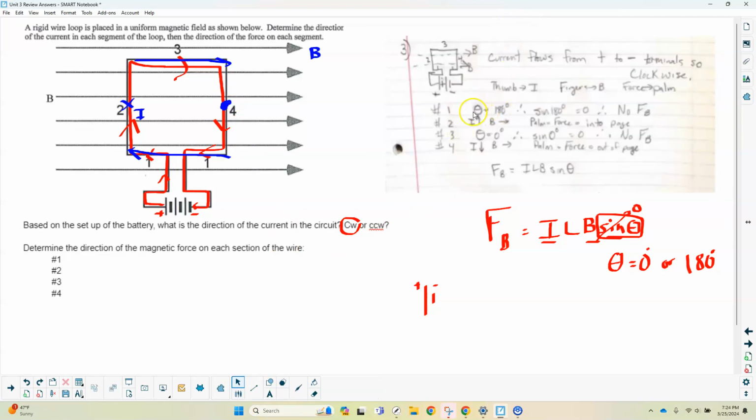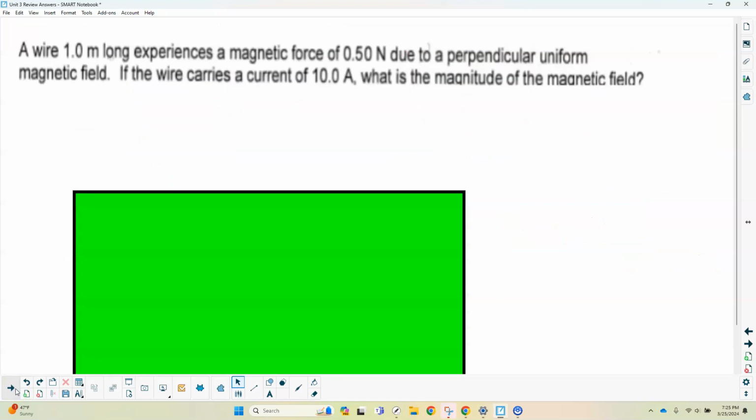And I drew that. So again, 1 and 3 are 0 and 180 degrees, so there's no magnetic force. And then 2 is going into the page, and 4 is coming out of the page. Because of that, this whole thing would rotate. This part would go into the page, and this part would come out of the page, and you'd have this magnetic force turning this coil of wire. So that's number 3.